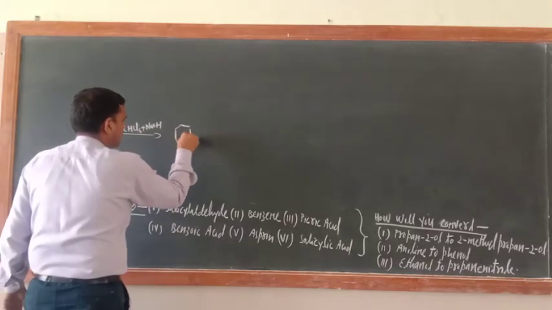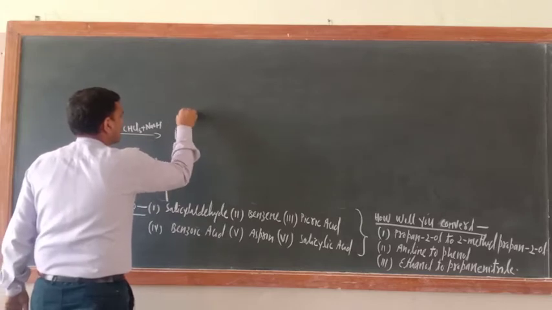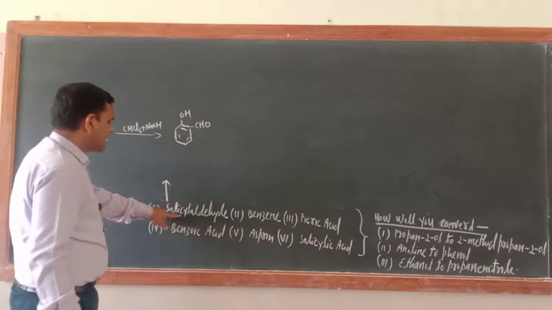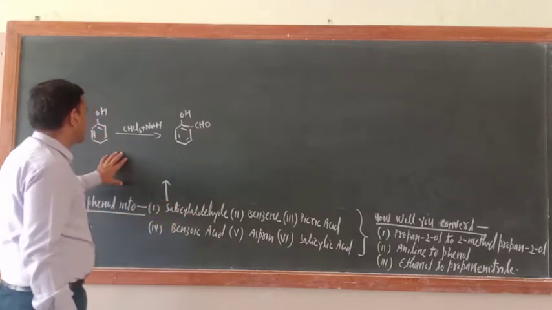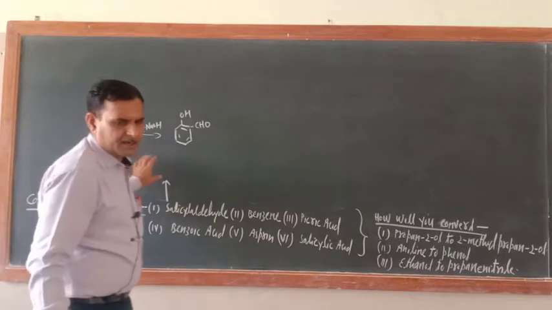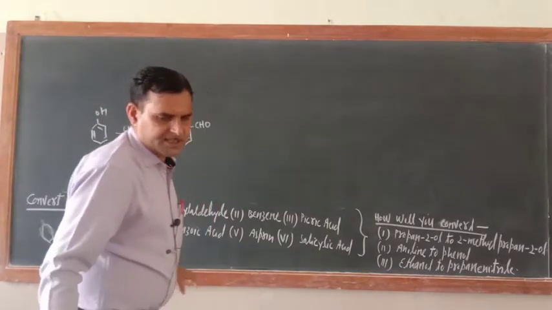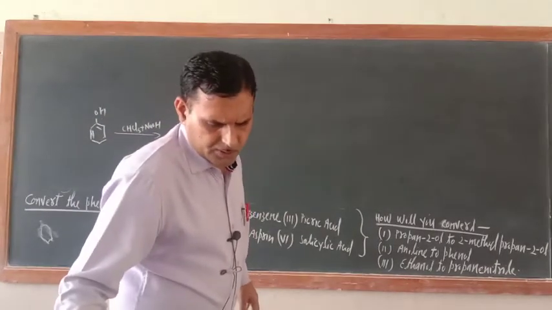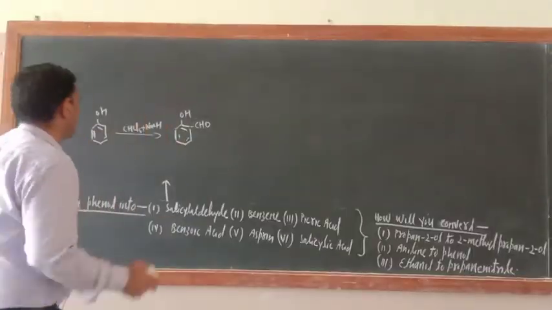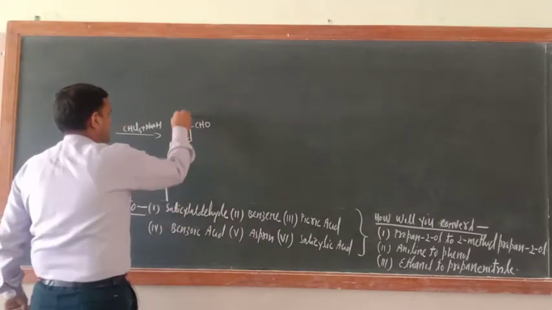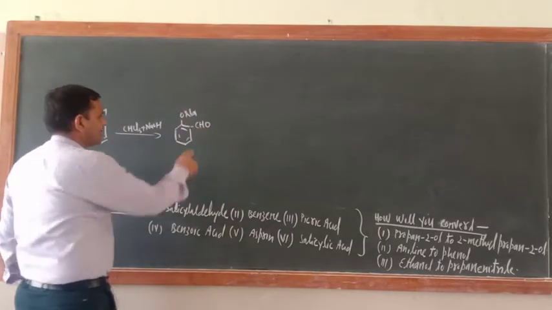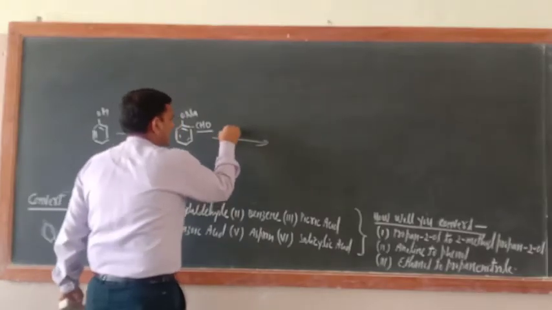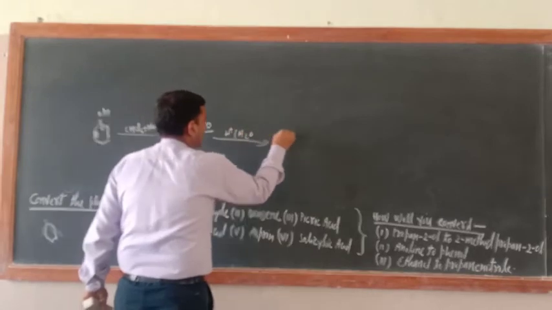At the ortho position, the CHO group will be introduced. So you have got salicyl aldehyde. Actually there is one thing: when you treat, here also a change is there, Na. Now at the ortho position this is introduced. Now subject it to acidic hydrolysis. Then what will you get?